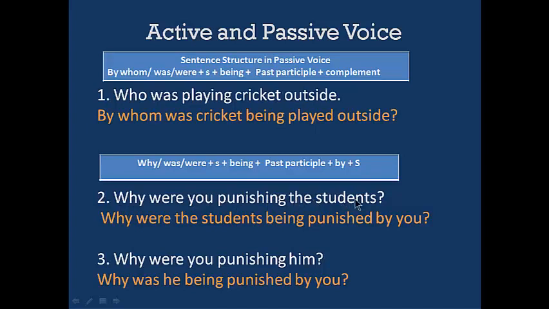Why were you punishing the students? Why were the students being punished by you? Why were you punishing him? Why was he being punished by you? These two sentences begin with why, and it should take the same place, no change even in the word. Why should actually be there in the passive form as well.